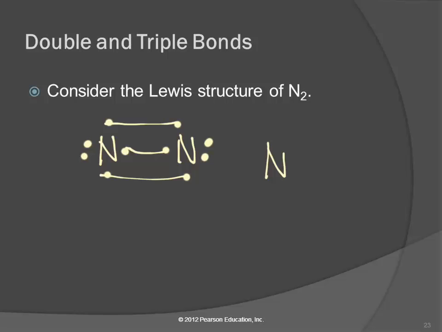So we could indicate that like this. And then those dots there are the lone pairs. They're not involved in bonding. And the lines are the bonding pairs. Or we can draw it like this.